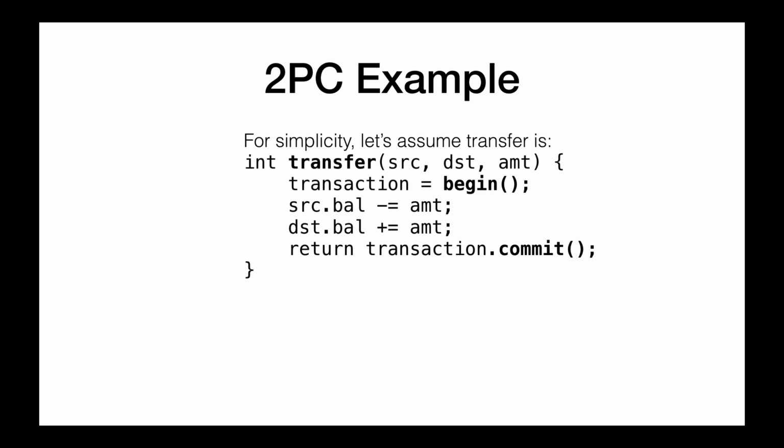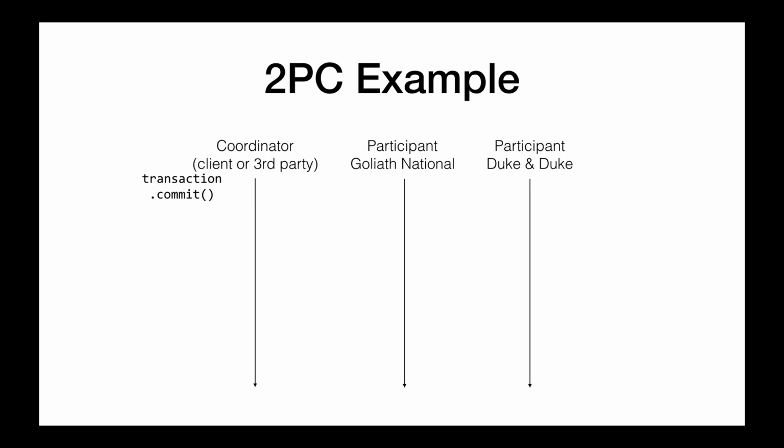So for simplicity, we're going to assume that this transfer is marked by the call to this begin method, and will be ending with this call to this commit method, including some transfer of money. So we have these two participants, these two banks, and we have a coordinator also. Again, the coordinator is maybe one of those banks, by default whoever comes first alphabetically, or maybe it's totally a third party like some sort of bank clearinghouse.